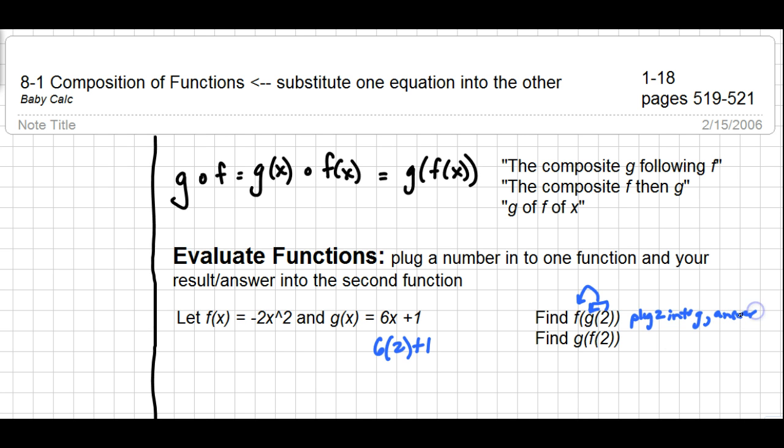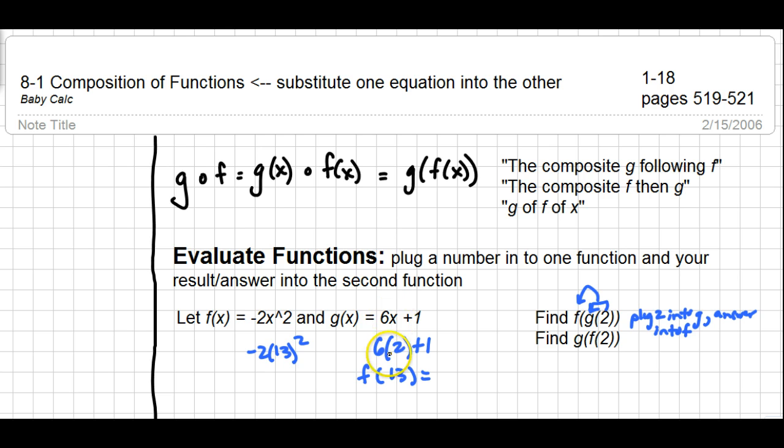answer into f. So if I do the order of operations here, I need to do 6 times 2, which is 12, plus 1 is 13. Now I'm going to do f of 13, and I'm going to see what I get for that. So I'm going to take negative 2 times 13 in parentheses, and then square.